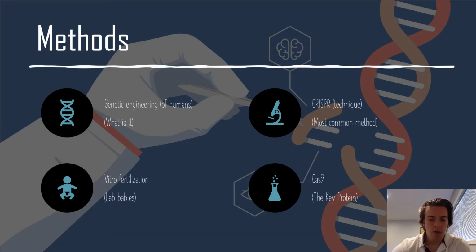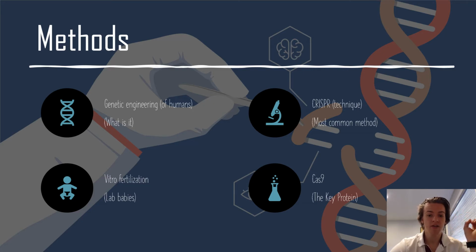So now we're at the methods of genetic engineering. We talked about what genetic engineering of a human is, and I talked a little bit about CRISPR, which is both a type of DNA and a technique, the CRISPR technique, which is the most common method, and it involves using the Cas9 protein, which is right below it. Now what that is, think of it as scissors. So you're using the Cas9, the scissors, to cut open the CRISPR DNA.